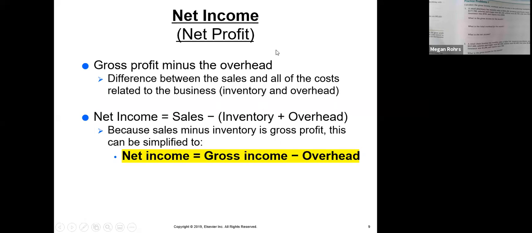So if you're wanting some more practice with both gross income, net income, and overhead, Practice Problems F is a good place to do some more work on those calculations.